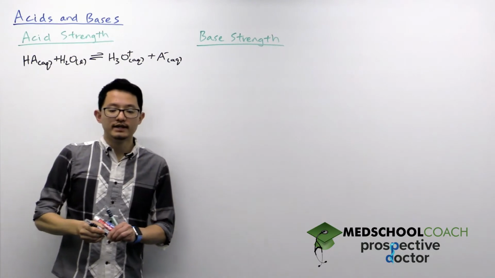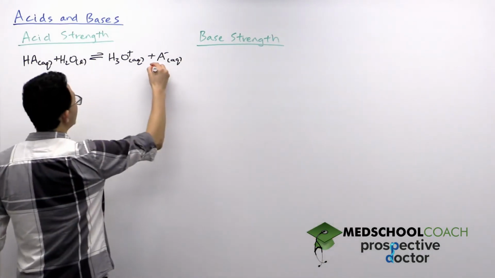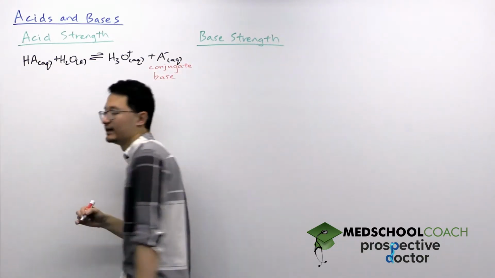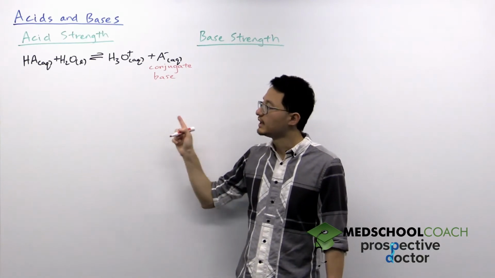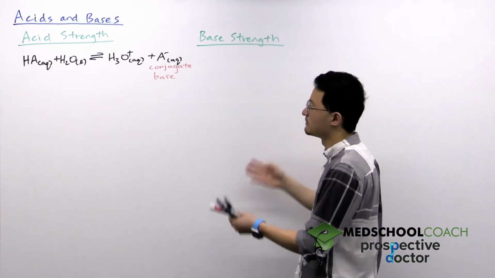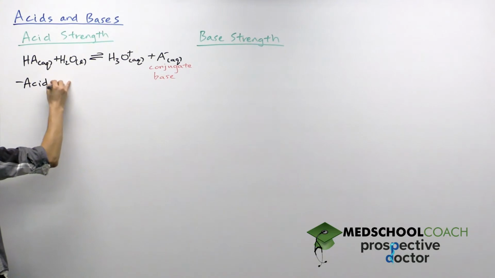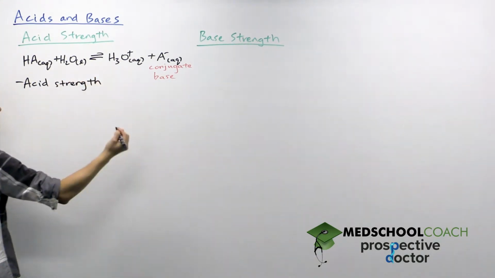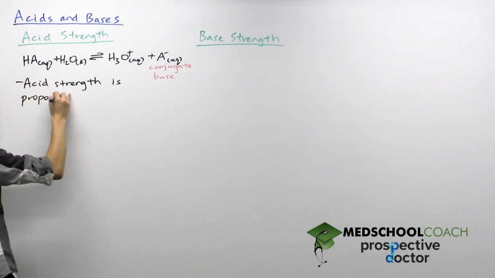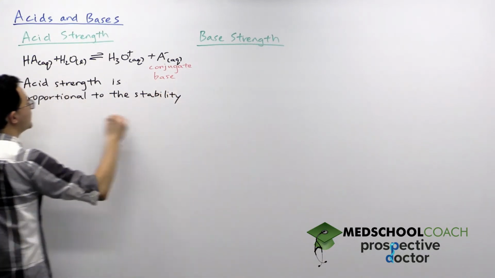Now, as we discussed before, when you have an acid donate its proton, what's left over, the A-, is what we call the conjugate base. So again, the conjugate base is what's left over after your acid has donated a proton. Now here, the conjugate base is actually really important in determining the strength of an acid because acid strength is directly proportional to the stability of the conjugate base. So we say here acid strength is proportional to the stability of the conjugate base.